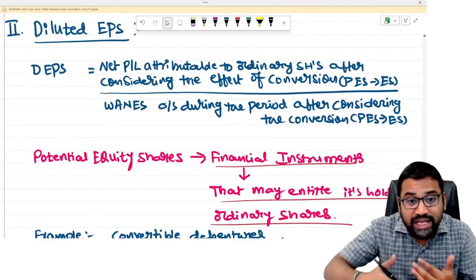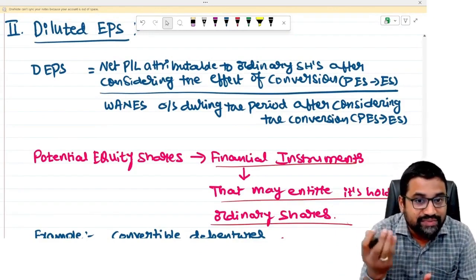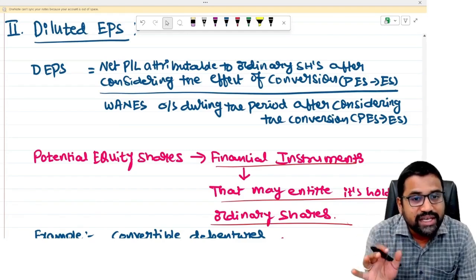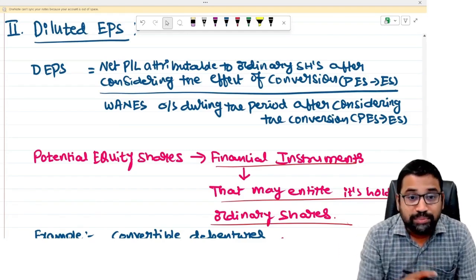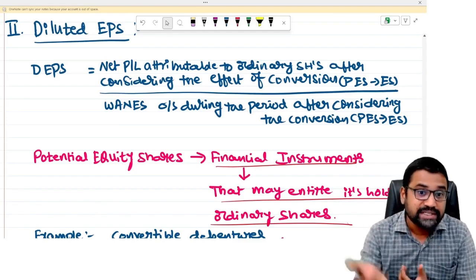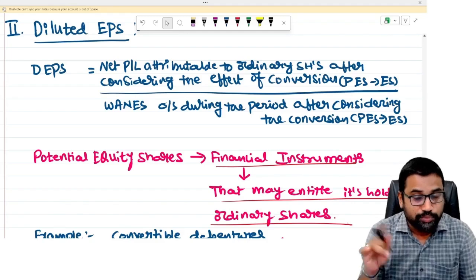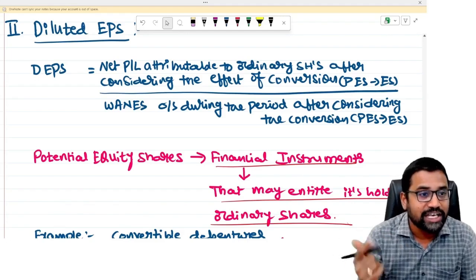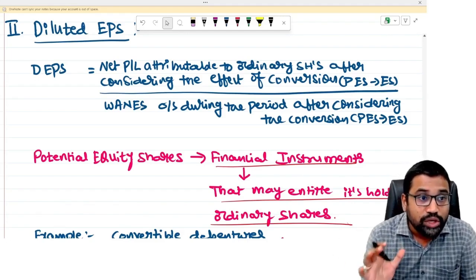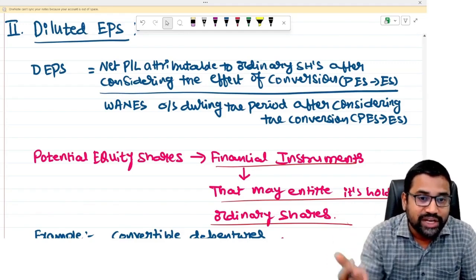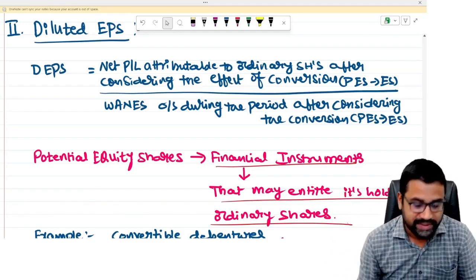Suppose after considering the effect of these potential equity shares, if the basic EPS is decreasing, then we say this is diluted EPS. Suppose instead of decreasing, the EPS is increasing, then it is called anti-dilutive. We need to ignore those potential equity shares which will have anti-dilutive nature. We should consider only those which have a dilution effect. That means which will decrease the existing EPS.